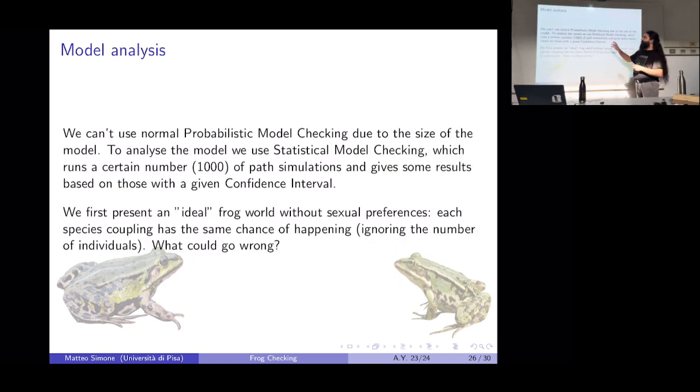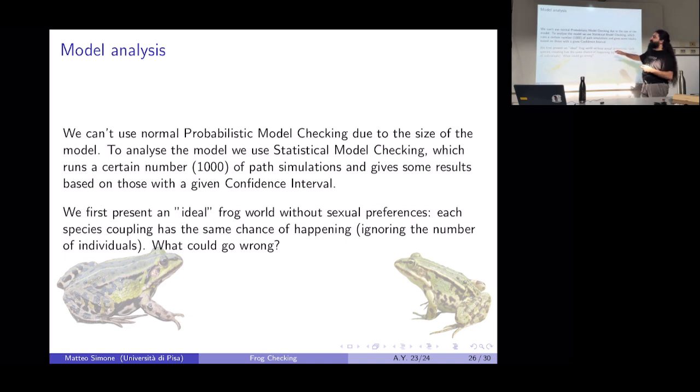We can't use normal probabilistic model checking because of the size of the model. The number of states is ridiculous, so Prism just runs out of memory and tough luck. So we resort to statistical model checking, which usually runs 1,000 simulations as the normal value. It generates thousands of random paths, and then it computes some statistical stuff to get us a result given a confidence interval. We don't care, I don't even know what it is. Almost joking. And we have just 2 experiments.